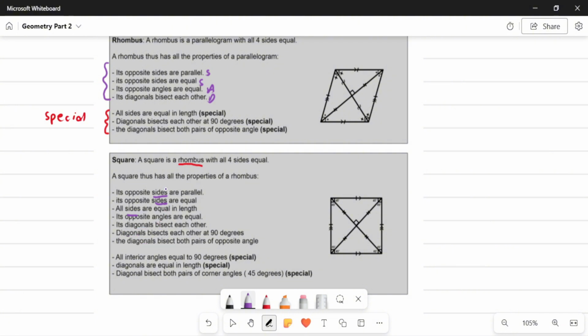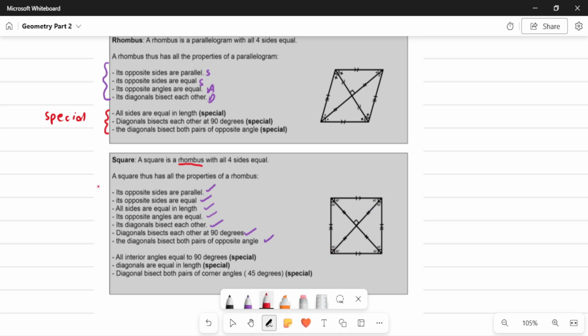Can you see how I would have studied this for my paper? Talk about everything dealing with the sides, talk about everything dealing with the angles, then talk about everything dealing with the diagonals, and lastly, what makes that shape special? What makes it different from the other shape, the shape that it came from, right? So opposite sides parallel, opposite sides equal, all sides equal in length, its opposite angles are equal, its diagonals bisect each other, diagonals bisect at 90 degrees, diagonals bisect both pairs of opposite angles, so these ones here.